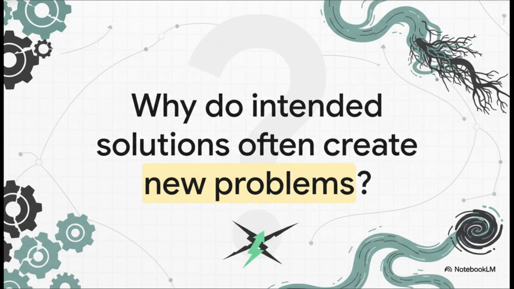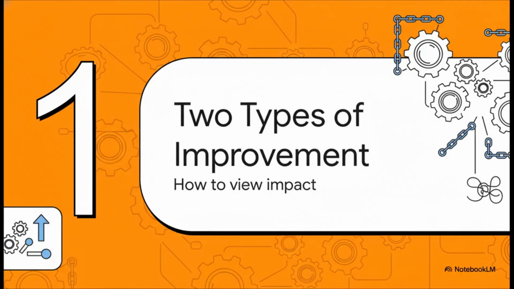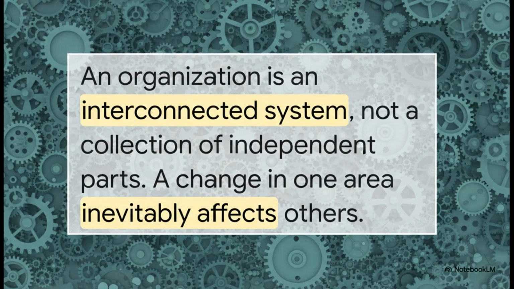Well, the answer is found in how we tend to look at improvements inside of an organization. To really understand what's going on, it helps to see that there are two fundamentally different types of improvement. You see, an organization isn't just a collection of separate parts doing their own thing. It's an interconnected system. The work that one team finishes becomes the starting point for another. So a change in one area will always have an effect on others.